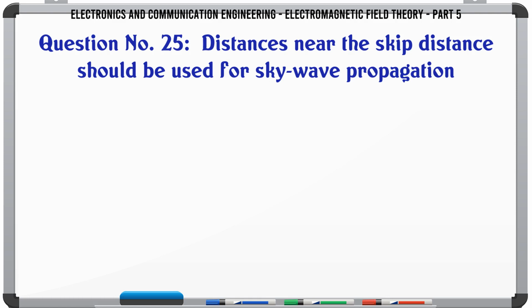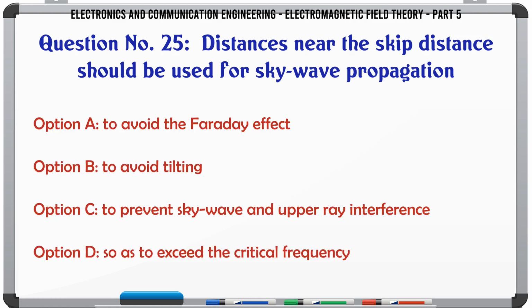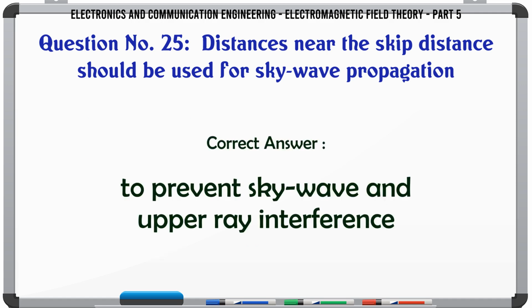Distances near the skip distance should be used for skywave propagation. A. To avoid the Faraday effect, B. To avoid tilting, C. To prevent skywave and upper ray interference, D. So as to exceed the critical frequency. The correct answer is to prevent skywave and upper ray interference.